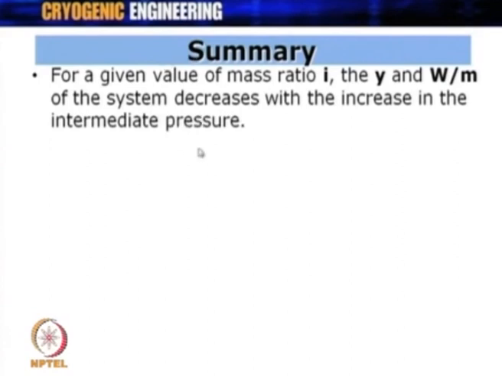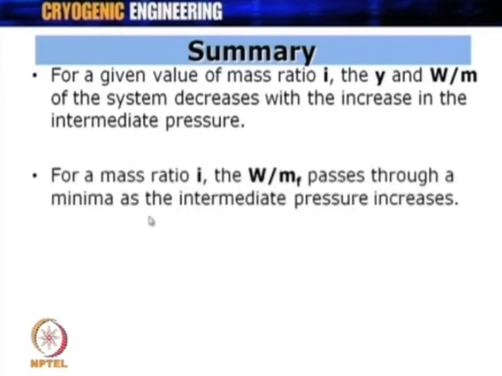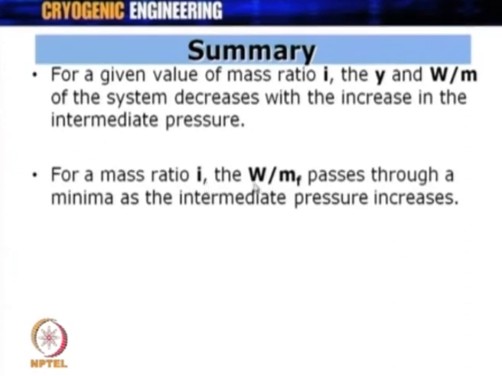This is just what we saw in the tutorial answer sheet, where as you go on increasing the intermediate pressure, the value of Y and W by m dot decreases. For a given value of mass ratio I, W by m dot f passes through a minima as the intermediate pressure increases. So, this is a minima which we want to attain. Basically, at what intermediate pressure one gets minimum work done per unit mass of gas which is liquefied. We want to attain that minima, which will ensure that you are doing minimum work of the compressor to get the work of liquefaction per unit mass of gas which is going to be liquefied.